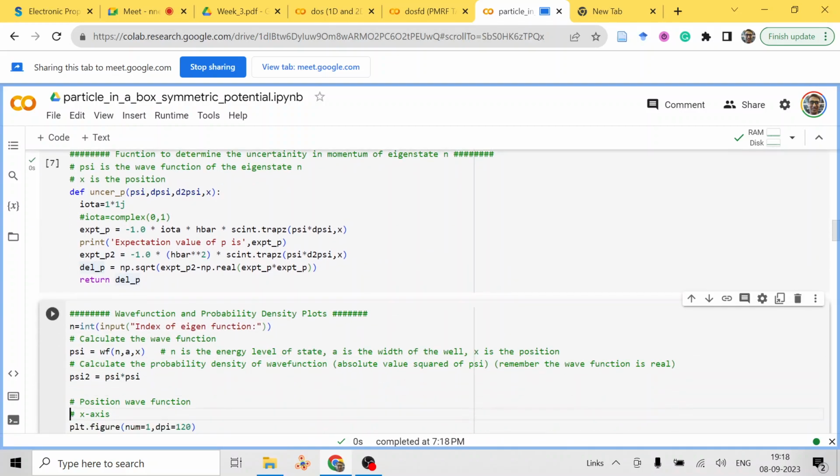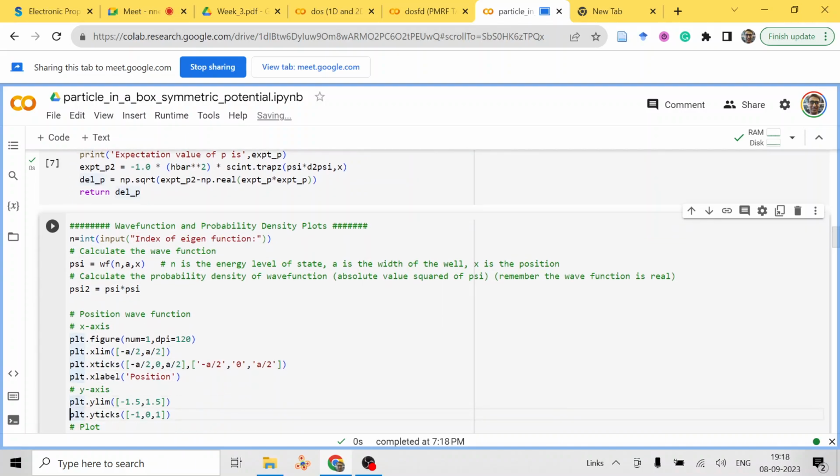Alright, so let's go to the wave function and probability density plots. This code plots the wave function and the probability density. First it asks for the index of the eigenfunction. Then it calculates the wave function using the function that we have defined to determine this wave function or eigenstate. Then we calculate the psi square, which is our probability density. Since our wave function is real, the probability density is just psi square, so you can just multiply psi times psi.